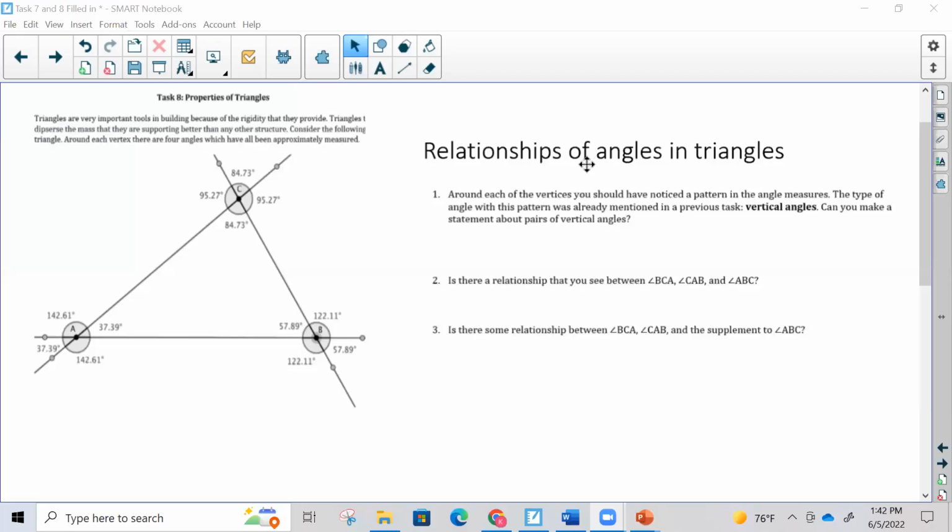So in this video, we are going to look at task 8, the first 3 questions where it says properties of triangles, and we're going to study this diagram and look at different angle relationships in triangles. It says triangles are very important tools in building because of the rigidity that they provide. Triangles disperse the mass that they are supporting better than any other structure. Consider the following triangle. Around each vertex, there are 4 angles which all have been approximately measured.